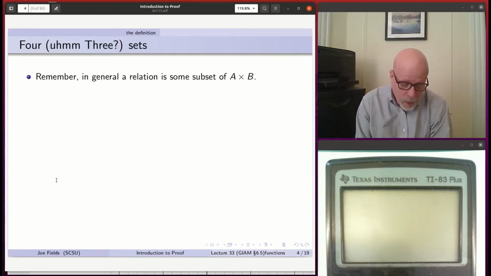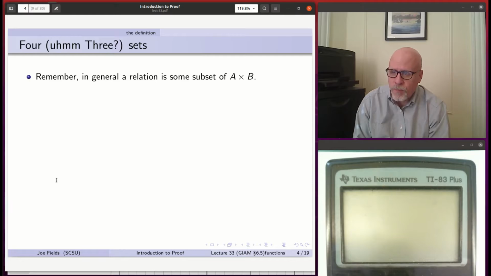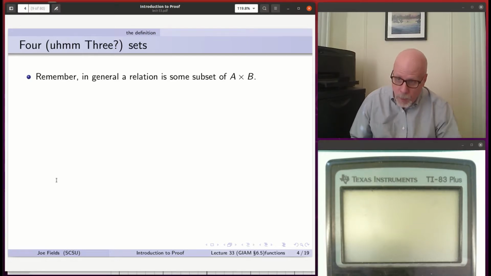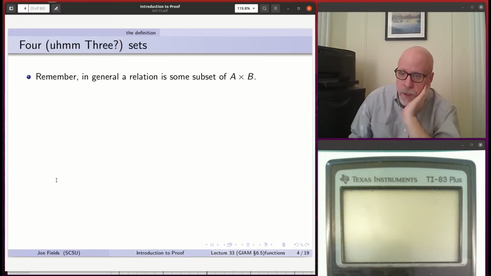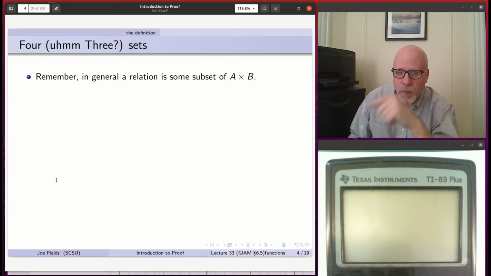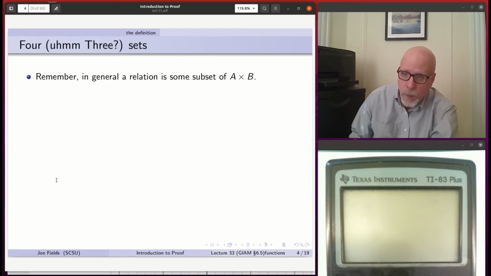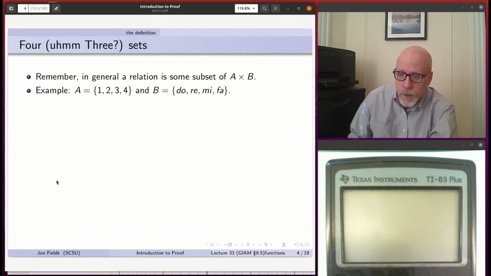To sort out what's missing from that last version, we need to talk about four sets that are present when we're dealing with a relation. So remember, you're generally talking about a relation. Well, actually, for quite a while now, we've been talking about relations on a set, but now I want to go back to the more general case where a relation is defined to go from a set A to a set B. So it's a subset of A cross B.